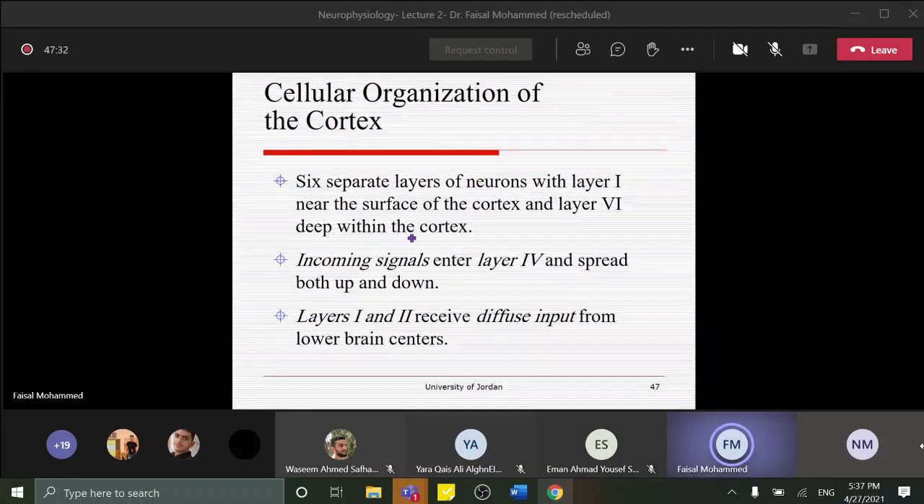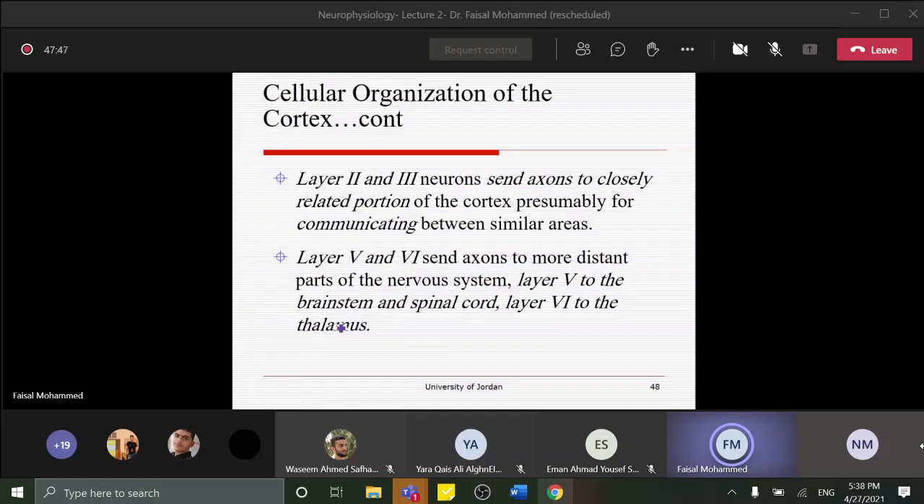Then we have 6 separate areas from outside inside, area 1 to area 6. Incoming signals go to area 4. Area 1 and 2 receive diffuse inputs from lower brain centers. 2 and 3 send neurons closely, they are communicating between each other. And area 5 and 6 are efferent fibers.